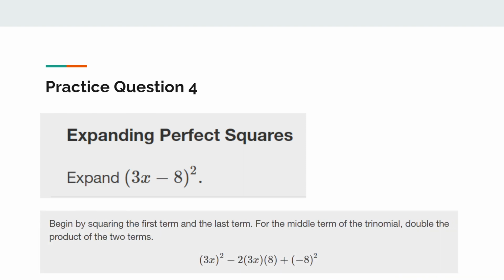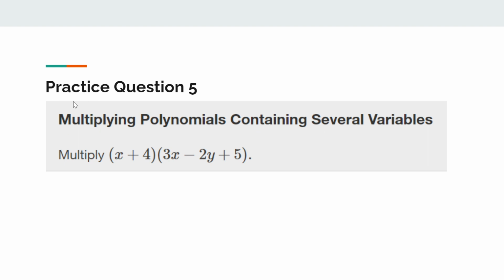Alright, so the answer is pretty simple as well. So we can begin by squaring the first term and the last term. Since it's negative in the middle, we know that it will soon cancel out. So we can just do the square of the first term, so 9x squared, and then for the second term, it's just 64. Yeah, that's the result. And for the last question, multiplying polynomials containing several variables.